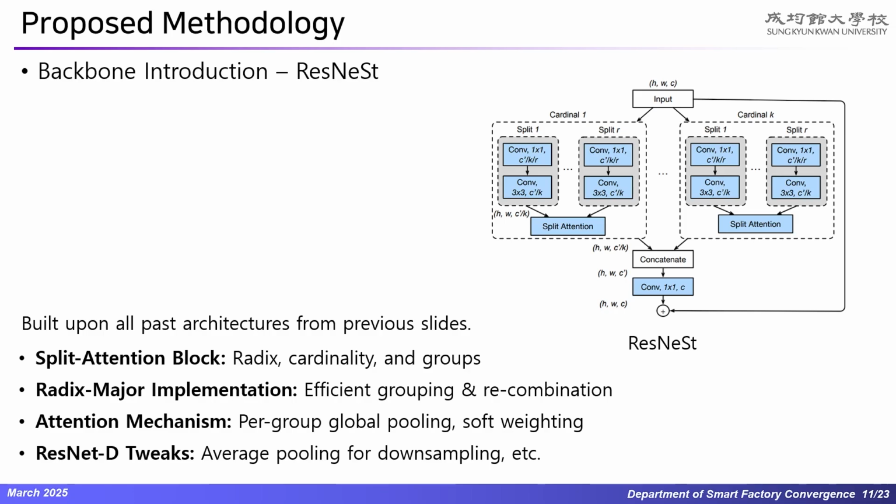There are also some other tweaks, like replacing strided convolutions with average pooling to preserve more spatial information, perhaps advanced regularization techniques, or other training strategies to further stabilize learning. Now, what's noteworthy is that ResNest achieves all these benefits, multipath grouping and advanced attention, with only a marginal rise in parameters relative to a plain ResNet. It also scales well to deeper networks and consistently outperforms baseline ResNet on classification and other tasks.